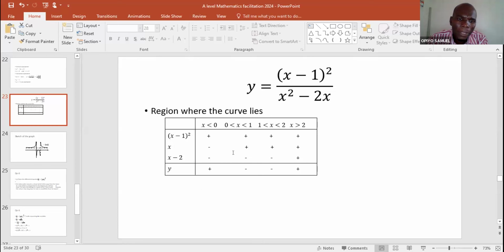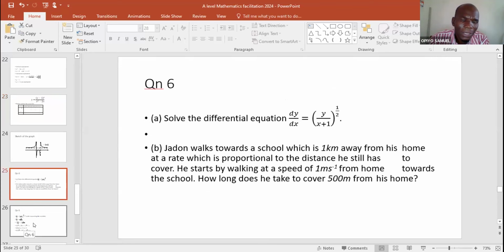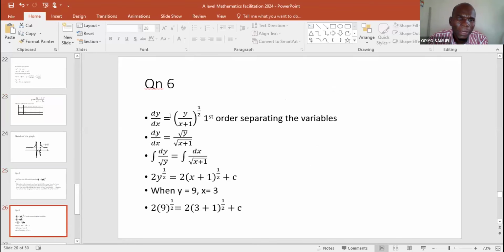Excuse me, sir. Sir, I wanted to know how you integrated the differential equation. Number 1, part A. Okay, part A is the first order separable. You can separate y from x. Have you observed that?